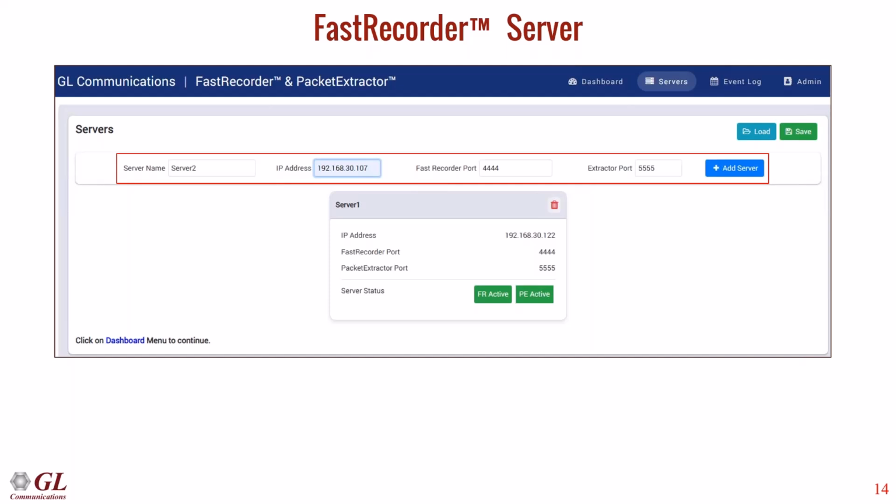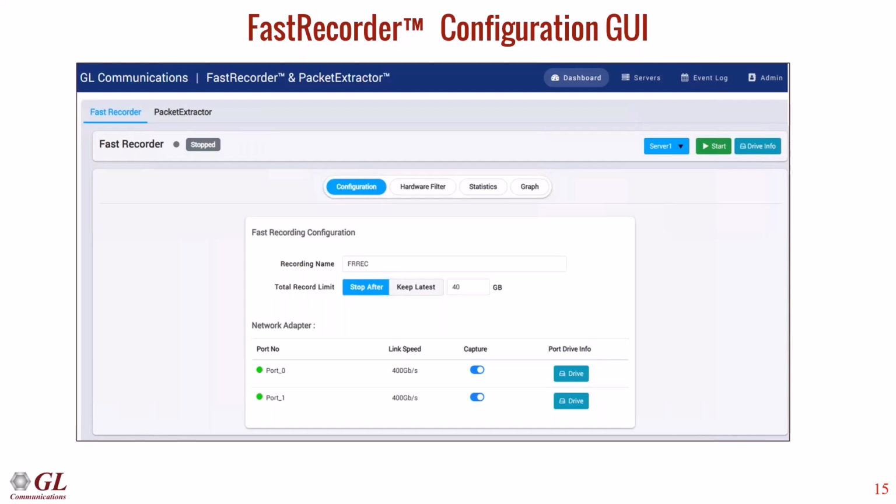Now, if you want to control another fast recorder server, you can add a server two there with a different IP address, port number, so on, right? So you can add that second server, and then from the same web interface, you're able to control multiple servers. So now we're going back to the dashboard.